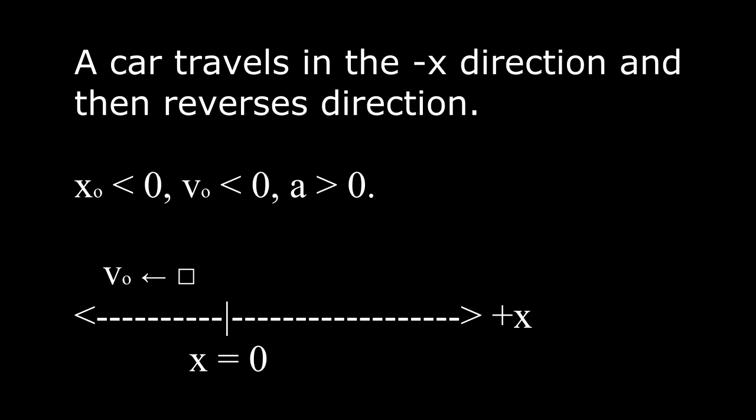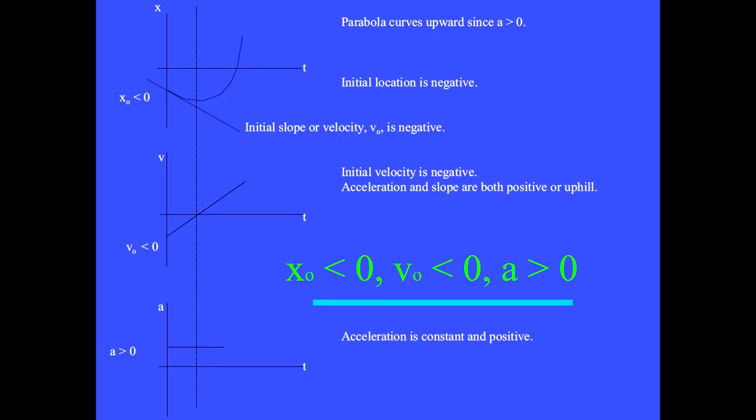In the next example, a car travels in the negative x direction and then reverses direction. Here is the x-axis, and here is x equals 0. Initially, the car is in the negative x region, and its velocity is heading in the negative x direction. We're given a negative initial location, a negative initial velocity, and a positive acceleration. On the acceleration versus time plot, the acceleration is constant and positive.